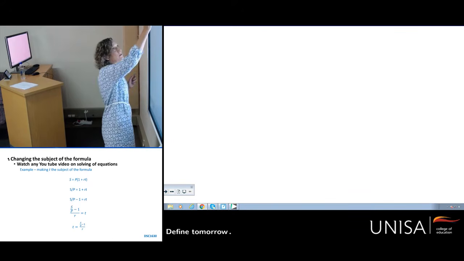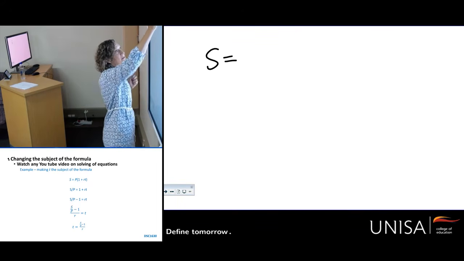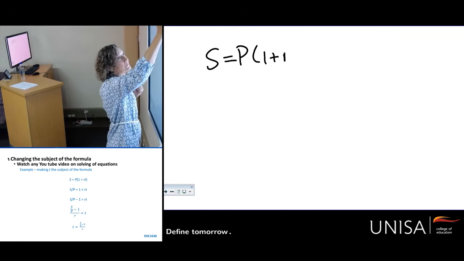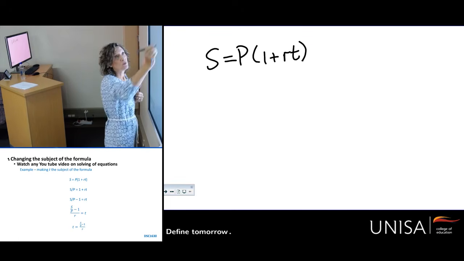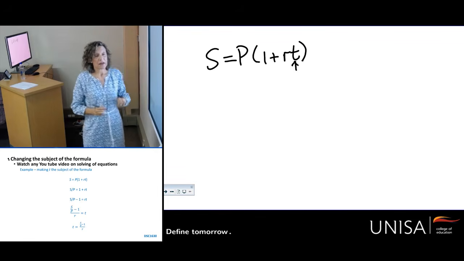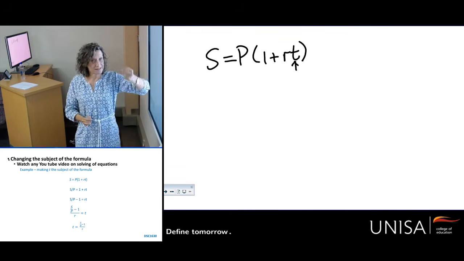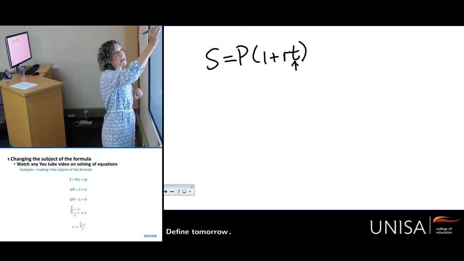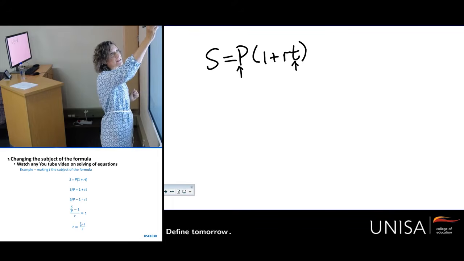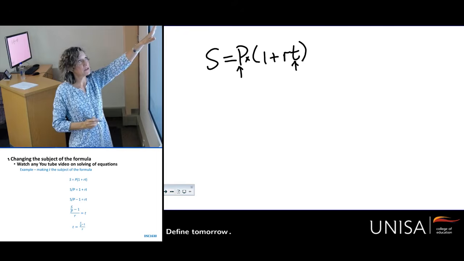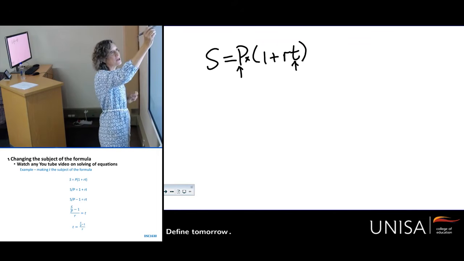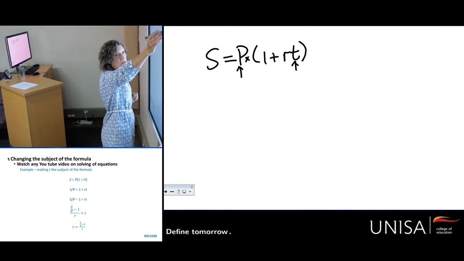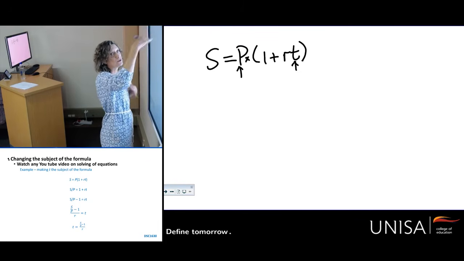Now let's look at the one where we've got S. I just want to repeat it, S equals P(1 plus RT). And let's say we want to solve the value of T. That means we want T alone on one side and solve that formula. Now firstly, we need to take something over to the other side. Let's start with P. Because it's P times (1 plus RT), right? We don't put the multiplication sign in there, but the bracket means multiplication. What do I do to get the P away on that side? We divide by P, we do the opposite, right?